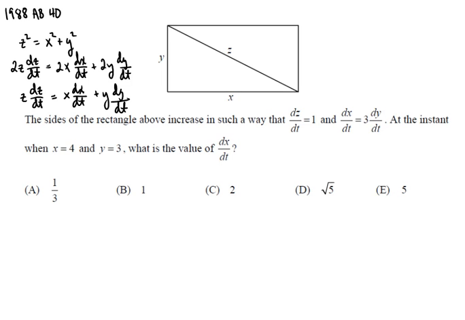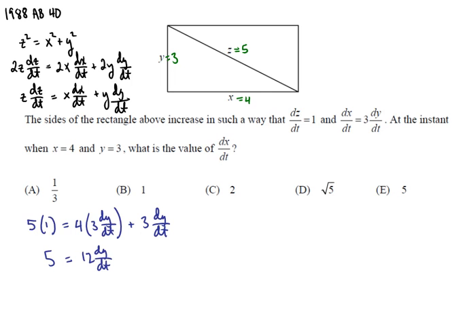We know that x is 4, y is 3, and so z is going to have to be 5. We also know that dz/dt is 1, and we can replace dx/dt with 3 dy/dt. So I'll continue below. So I have 5, which is z, dz/dt is 1, is equal to 4, which is x, dx/dt will be 3 dy/dt, then y is 3, and dy/dt.